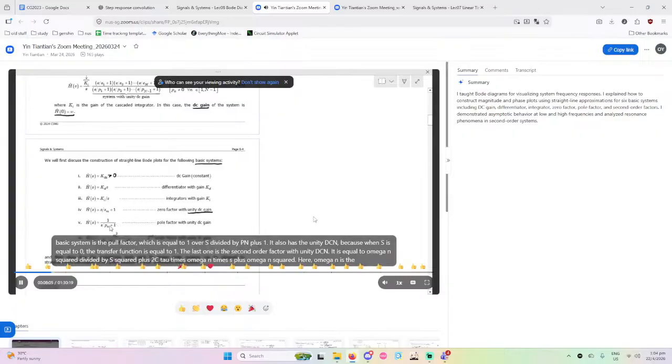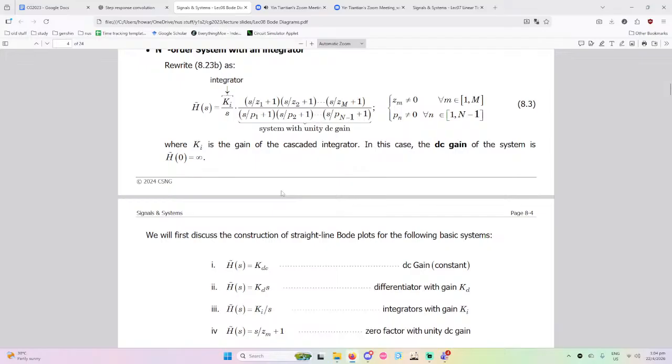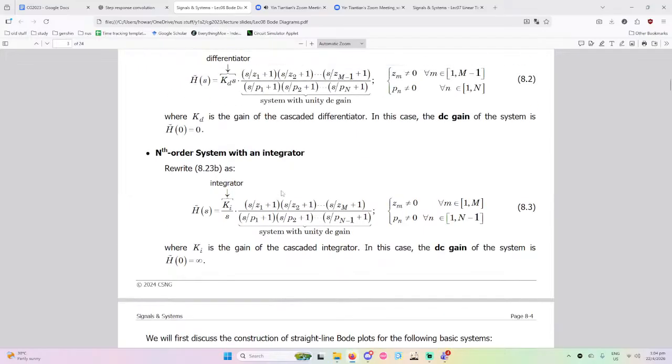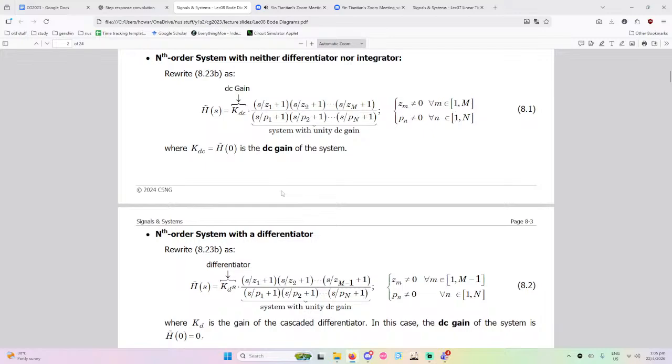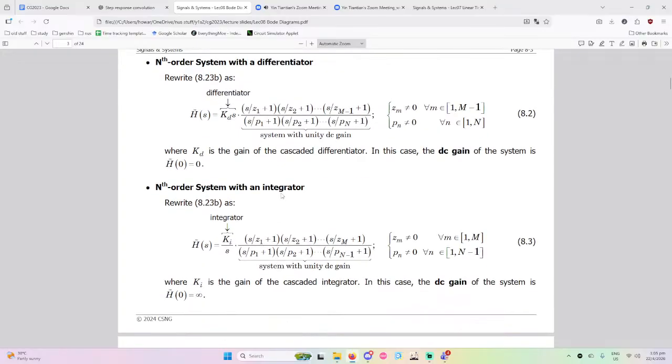And the fifth basic system is the pole factor, which is equal to 1 over s divided by p_n plus 1. It also has the unity DC gain because when s is equal to 0, the transfer function is equal to 1. The last one is the second order factor with unity DC gain. It is equal to omega_n squared divided by s squared plus 2 theta times omega_n times s plus omega_n squared. Here omega_n is the undamped natural frequency and theta is the damping ratio. In this case, we will consider theta larger than or equal to 0, less than or equal to 1, which means we need to consider the undamped system, underdamped system, and critically damped system. Is that okay?